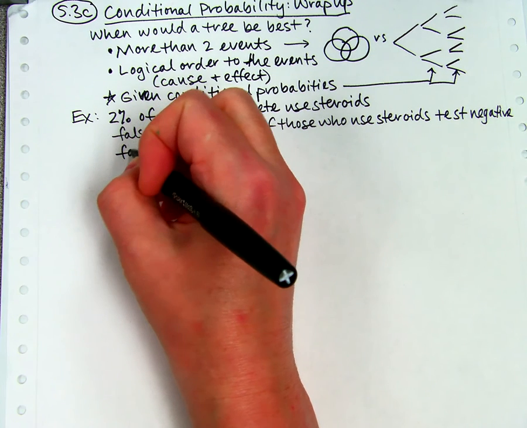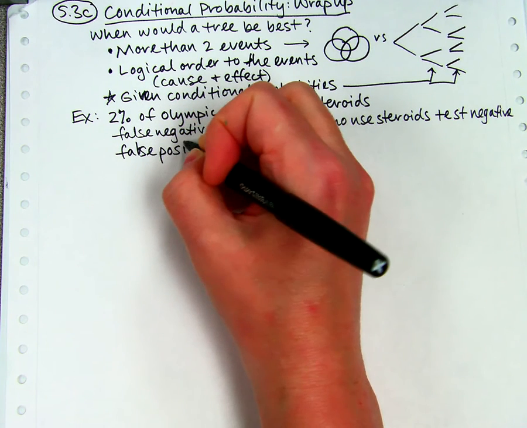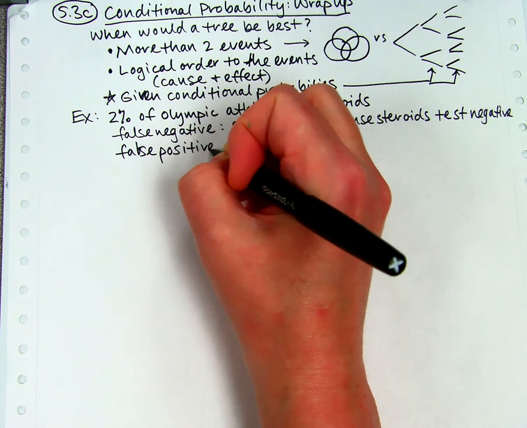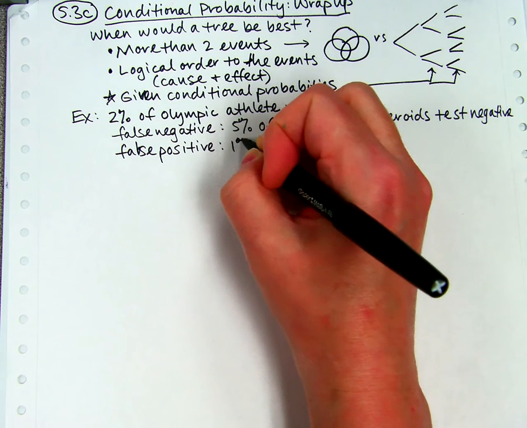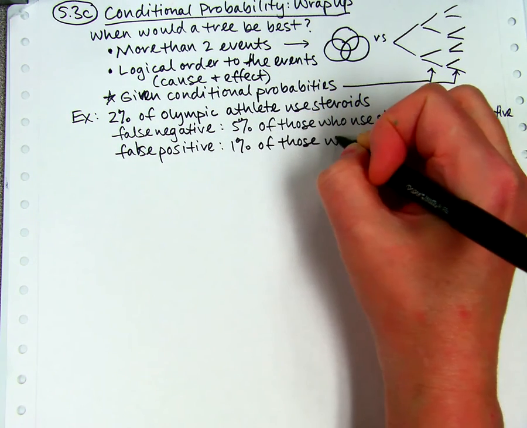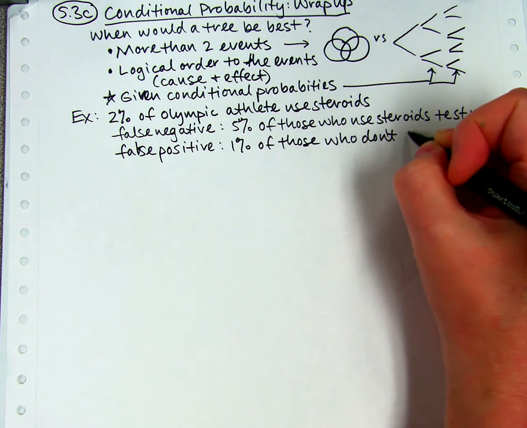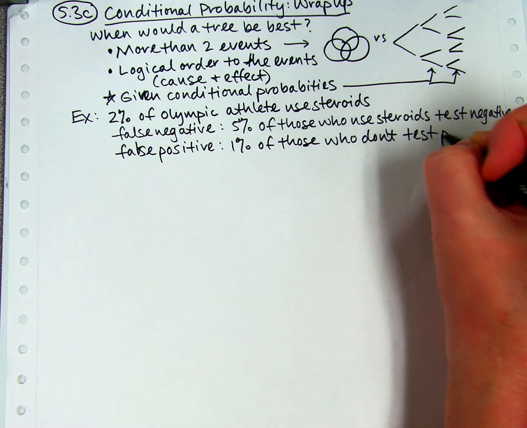Or there's also such a thing as a false positive. Sometimes somebody who didn't take steroids will test positive, and that's only 1% of those people. They don't use steroids, but they test positive anyway.